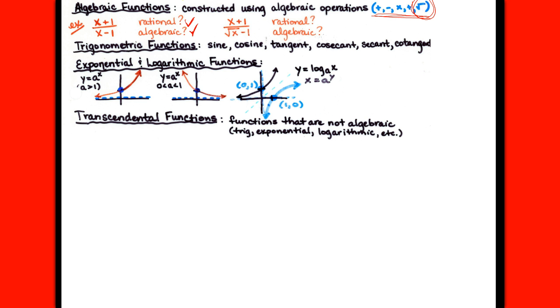But I come over here and I look at this next one, x plus 1 over the square root of x minus 1. Is that rational? No, because it's got the square root in it. Is it algebraic? Yes. So we want to be careful of the difference between those two.